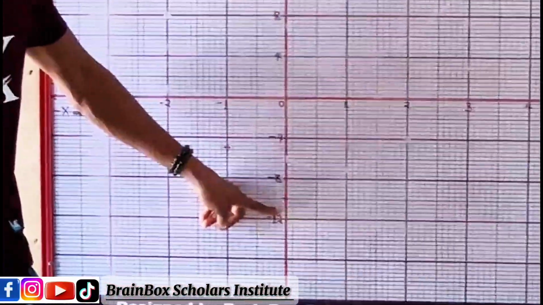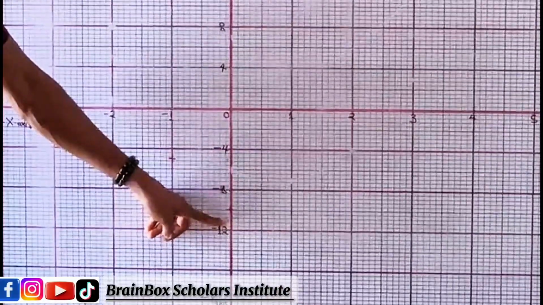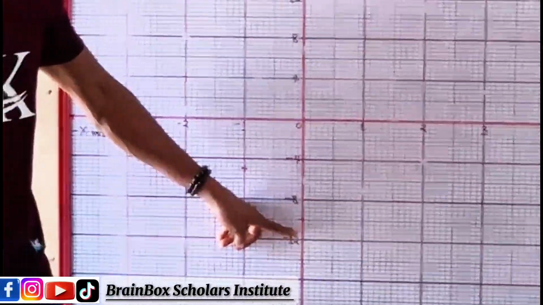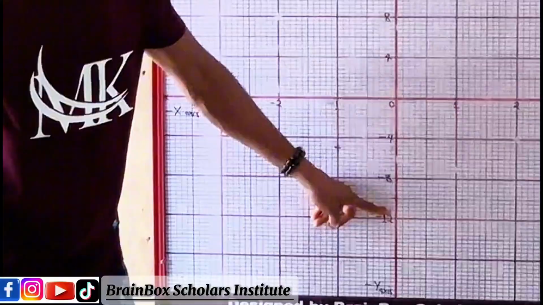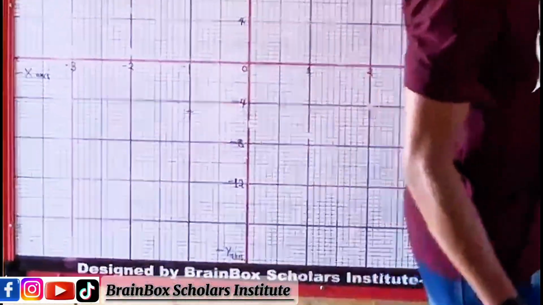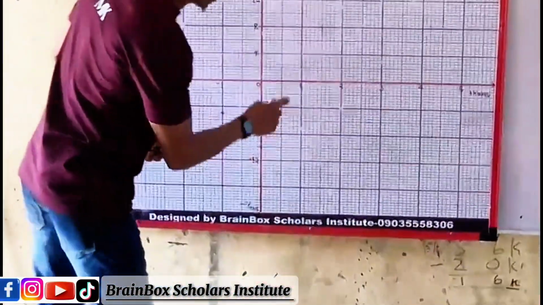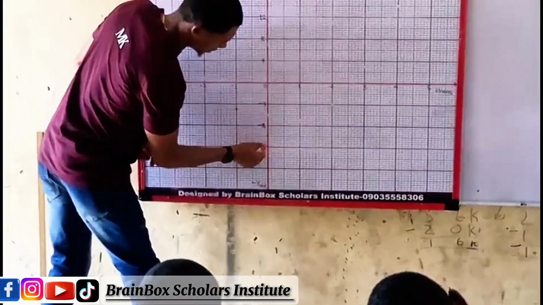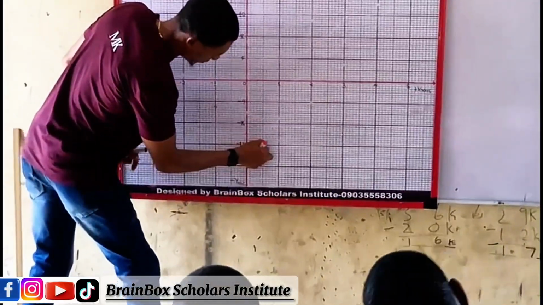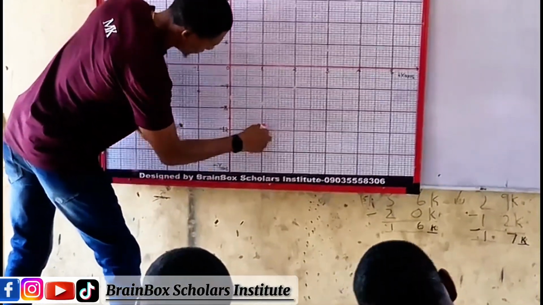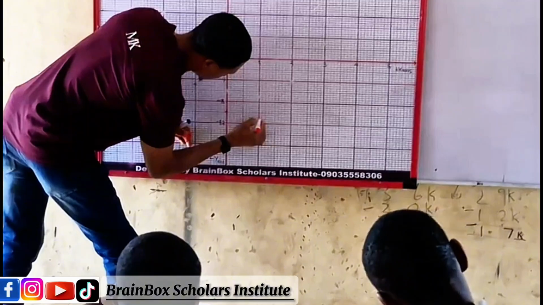Now I'm trying to spot where I have 11. So let's go. Now I'm going to connect 1 and minus 11. Look at 1 for x. Minus 11 is here. So move. And it's stopping here. Okay? So this is where I have it.